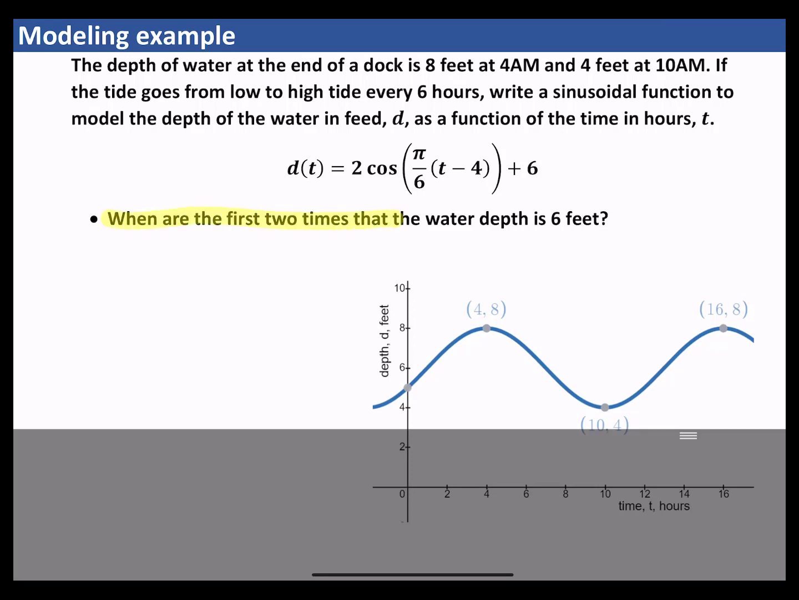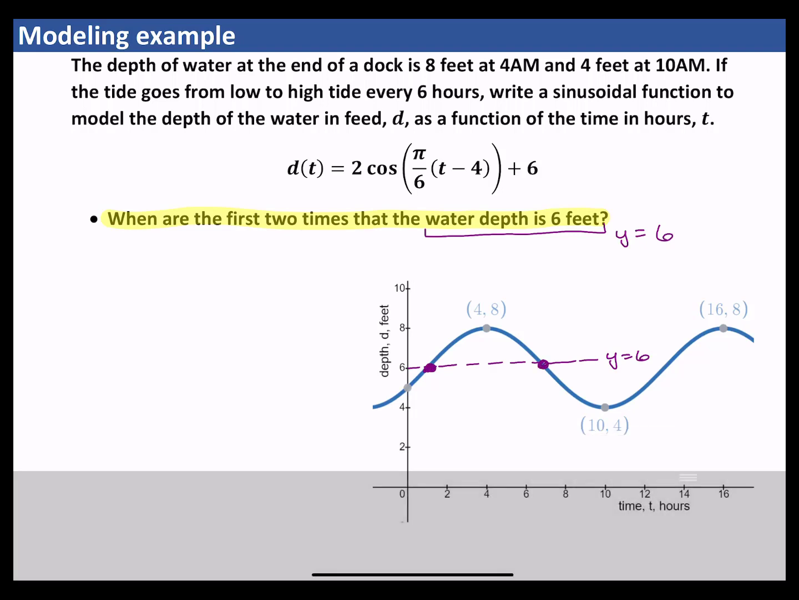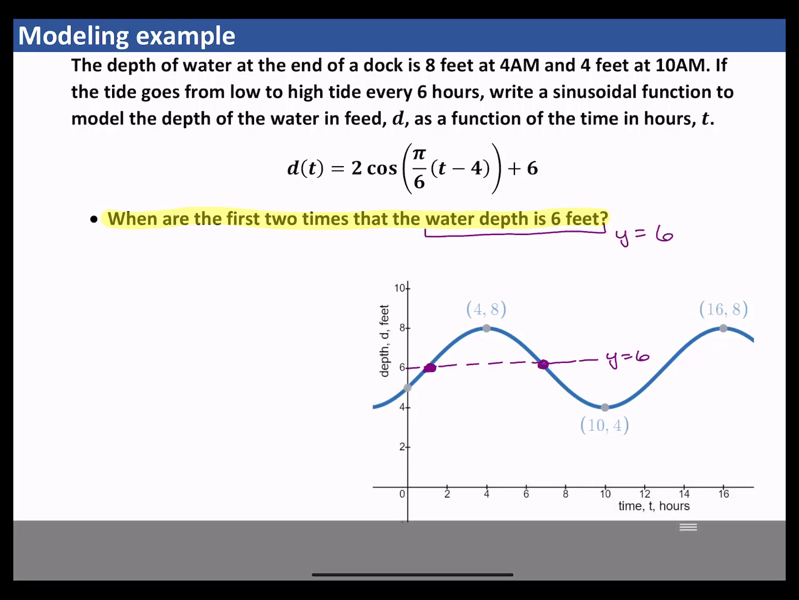When are the first 2 times that the water depth is 6 feet? And so we just want to recognize that this is actually asking us about the midline. When is the first time that this graph intersects the midline? So here's our midline, y equals 6, and we're trying to find these 2 intersection points. And we can do that by thinking about the symmetry of this graph.